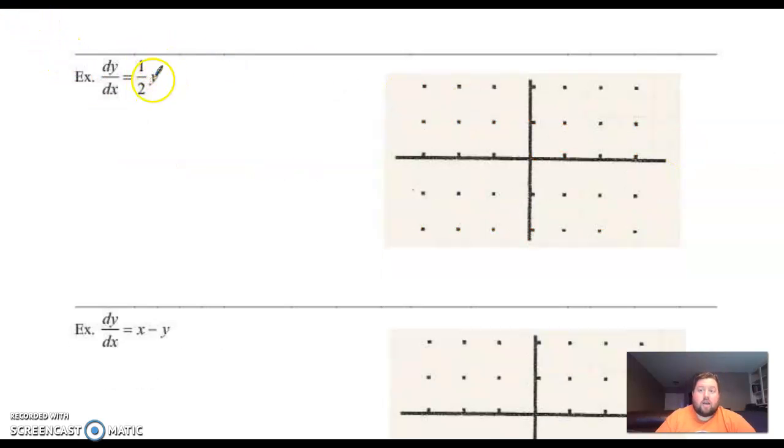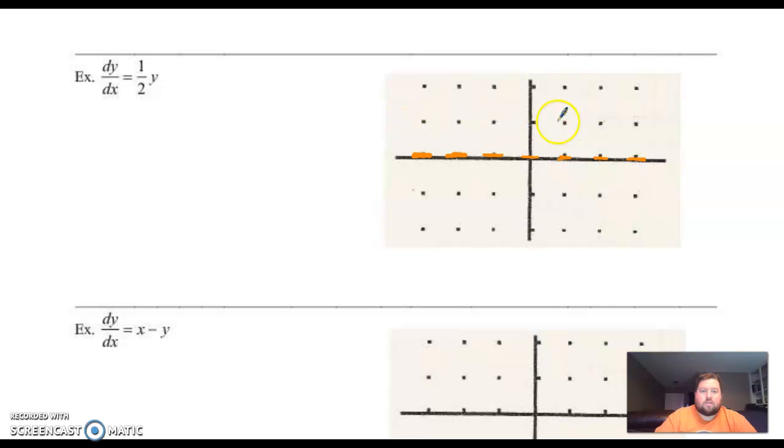All right, next one, the y-coordinate is the only one that's going to matter on this one because there's no x in there. So if we plug in, let's start with y equals 0, this horizontal line here. If I plug in 0 for y, I get 0. So we're going to have just horizontal tangents, horizontal lines at each one of those.